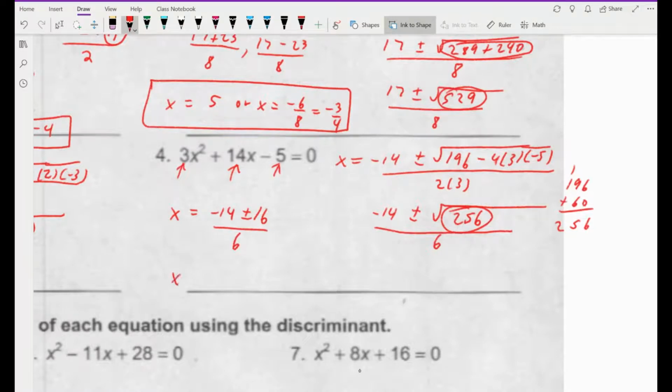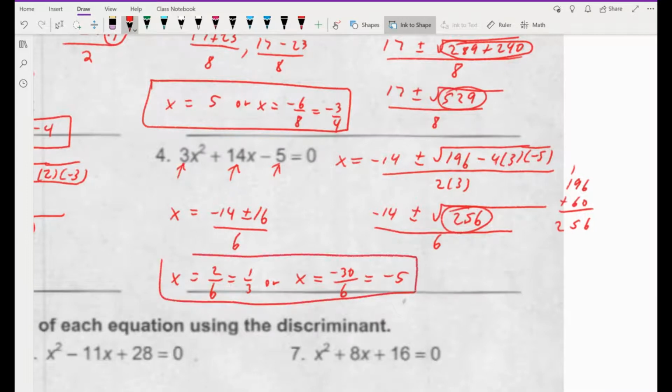Over 6. So we get two solutions. Minus 14 plus 16 is going to be a 2. It'll be 2 over 6, which reduces to 1/3. Or we have minus 14 minus 16, which is minus 30. Minus 30 over 6 is minus 5. So here are our two solutions. X equals 1/3 or x equals negative 5.